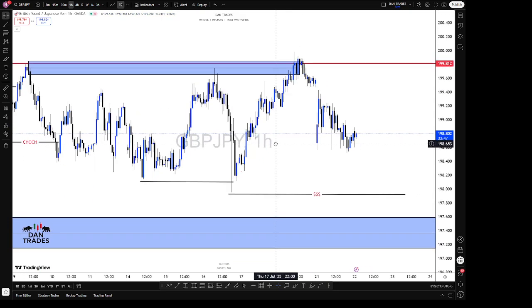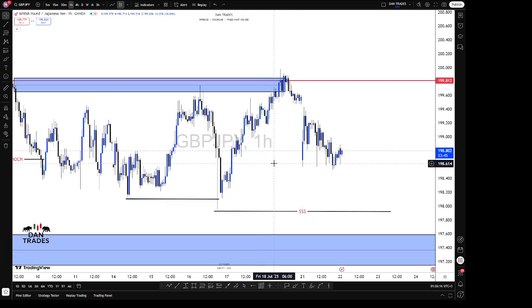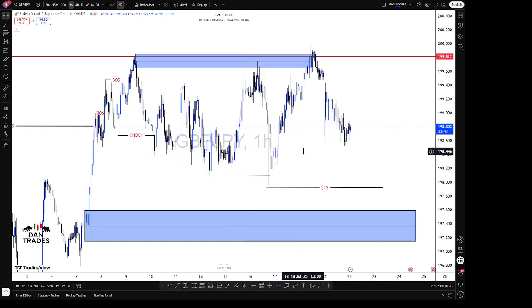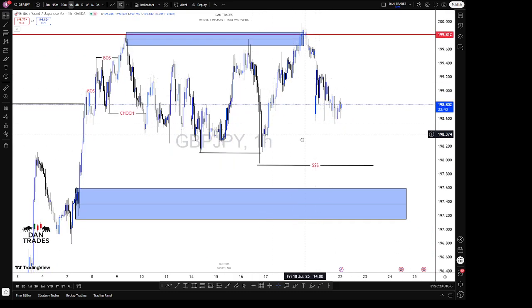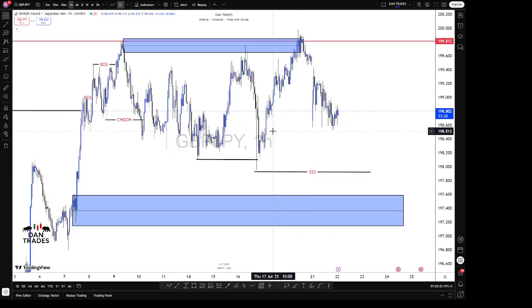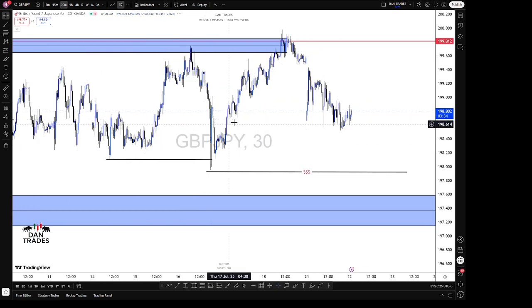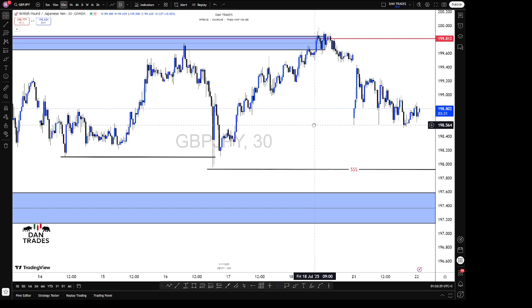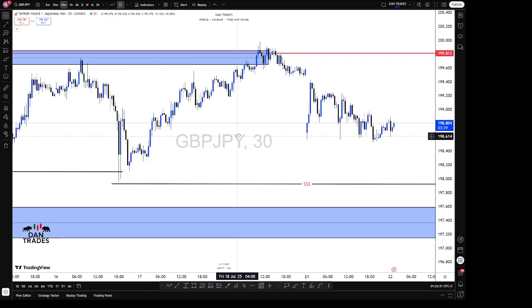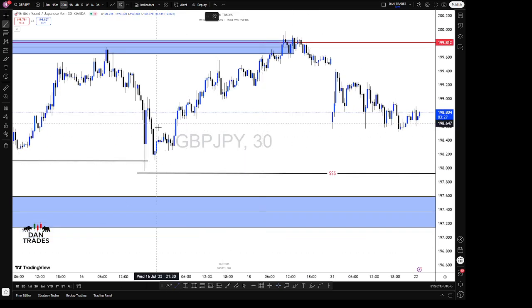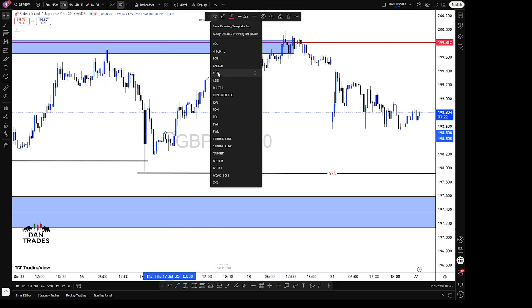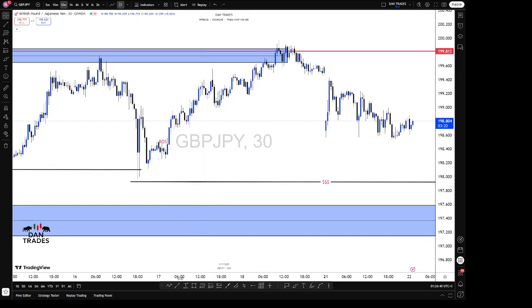Looking at around these areas, what else can we see on 1 hour? We're supposed to be looking for selling opportunities around that area. So let's move to 30 minutes. On 30 minutes, what else can we see? We can see some tiny breakout structures around that area. Okay, and we might have some demand zones there.